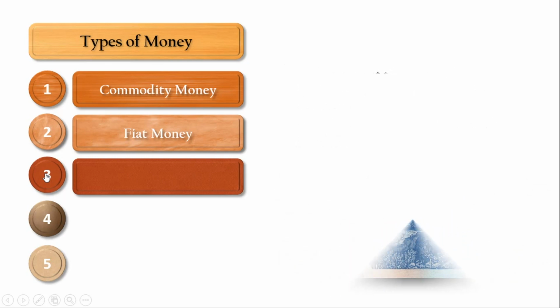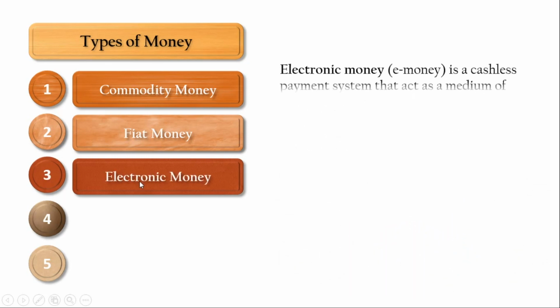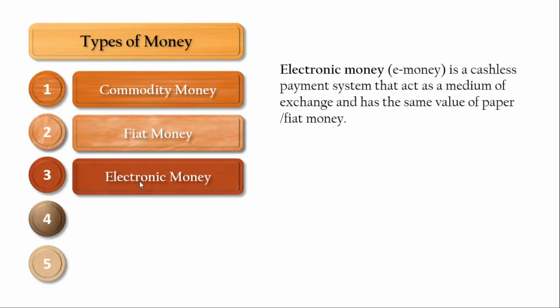Third, electronic money. Electronic money is a cashless payment system that acts as a medium of exchange and has the same value as fiat money. With the advancement of technology, the use of electronic money has become widespread and practical. Have you thought that while you send money through an online banking system or buy anything online, you transfer cash? The answer is no. So what do you transfer then? The answer is it's electronic money, or only numbers.